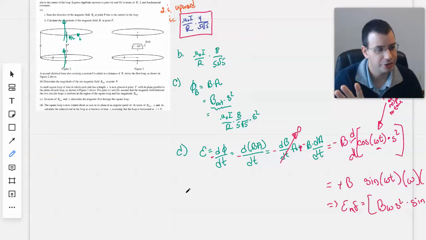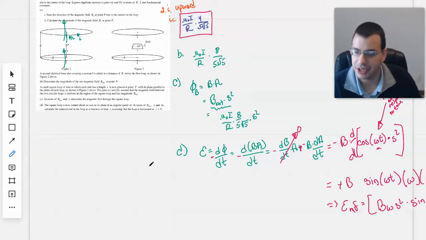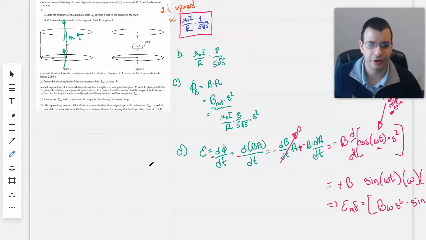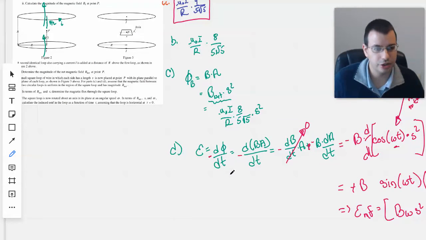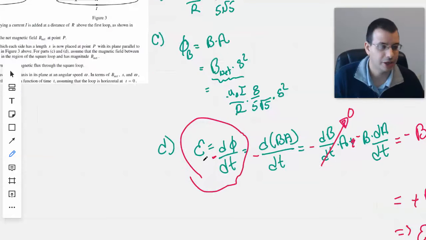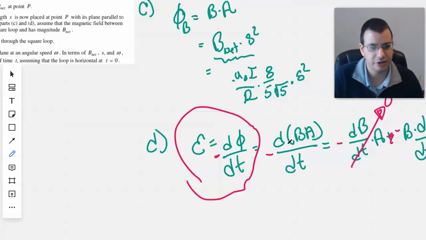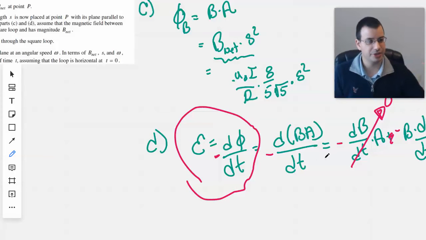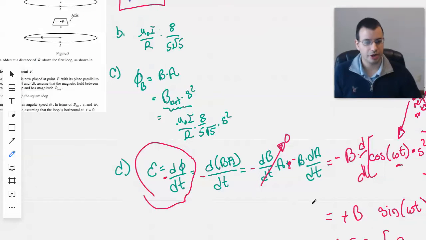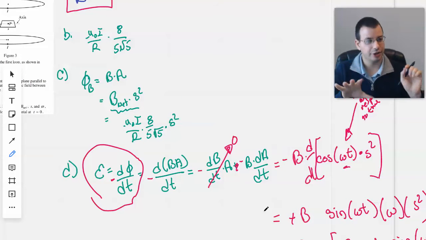We'll talk more about induced EMF later. That's just kind of a, hey, here's an equation, here's how you do it. You see induced EMF, you write epsilon equals negative d flux dt. You write flux as magnetic field times area. Do the product rule, and then just plug in everything you have.